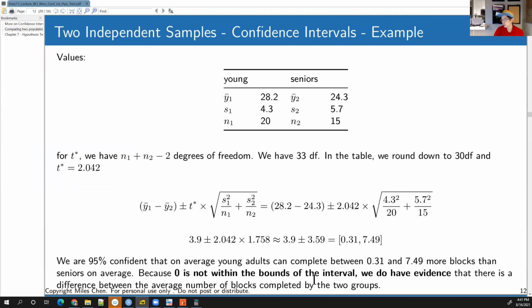All right. Do we feel okay about this? So we're saying 0 is not in the interval. 0 is not between the lower and upper bounds.